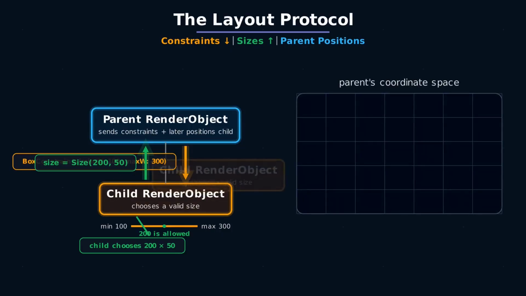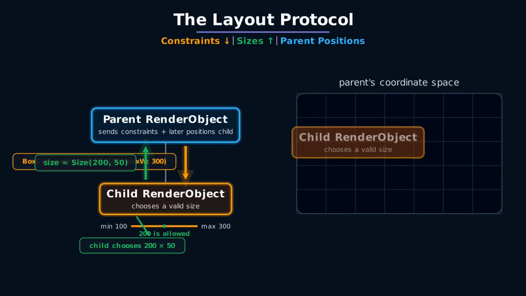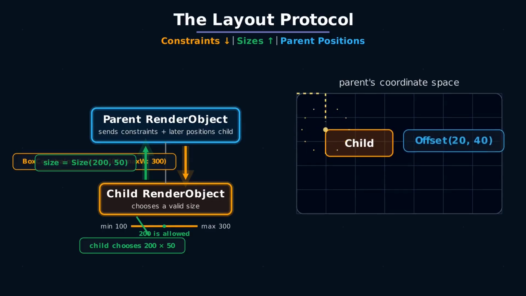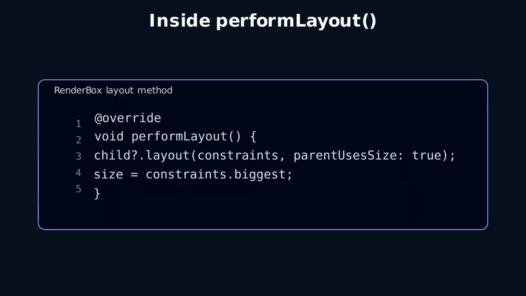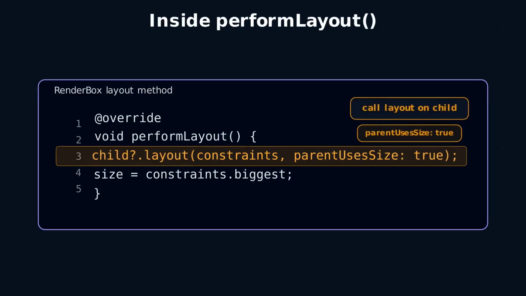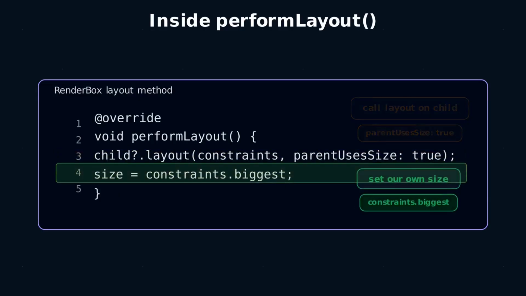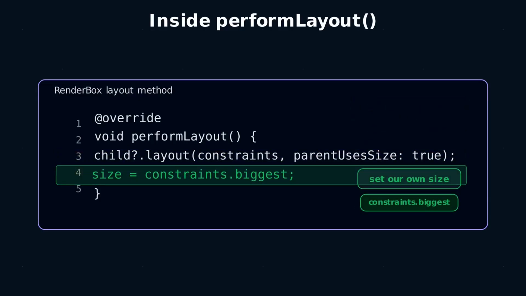In code, this layout process happens inside a method called performLayout. Every render object that does layout must override performLayout. Inside this method, you receive the constraints, calculate your size, and if you have children, you call layout on each child too. Here's what that looks like at a basic level. In the performLayout function, the first thing we do is tell the child to lay itself out, passing along the constraints we received, and setting parentUsesSize to true so we can use the child's size afterward. Then we set our own size to the biggest size allowed by the constraints.